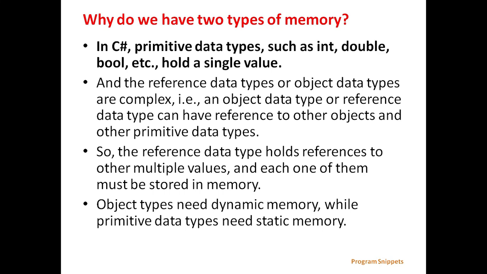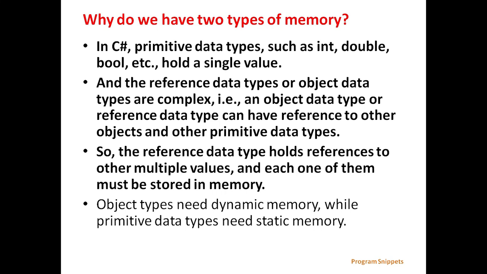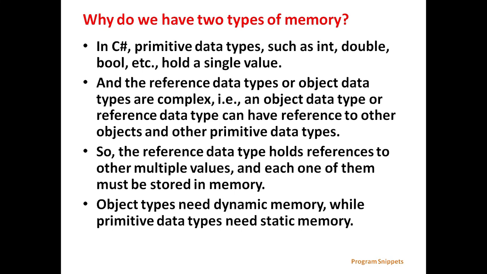In C#, primitive data types such as integer, double and boolean hold a single value. And the reference data types or object data types are complex. That is, an object data type or reference data type can have references to other objects and other primitive data types. So the reference data type holds references to multiple other values and each one of them must be stored in memory. Object types need dynamic memory while primitive data types need static memory.